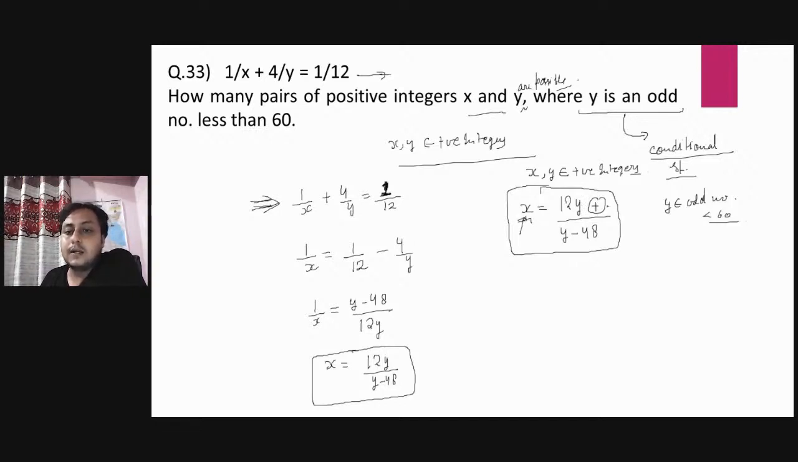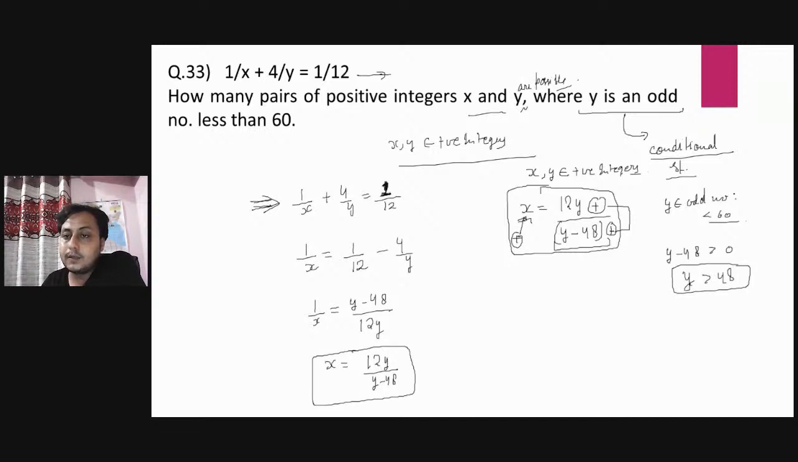So basically the ratio of these two, numerator and denominator, should be positive because x is positive. And we know that the numerator is positive here. So this y minus 48 should be positive. That means y minus 48 should be greater than 0. That simply means y should be greater than 48. Otherwise x will become negative, that is not possible here. So y is greater than 48.